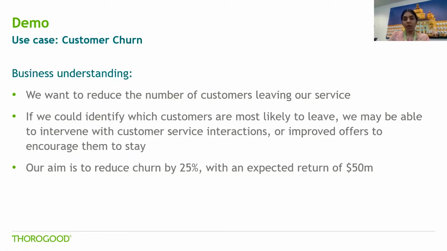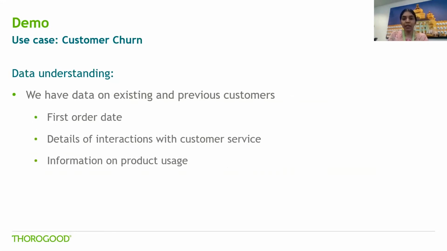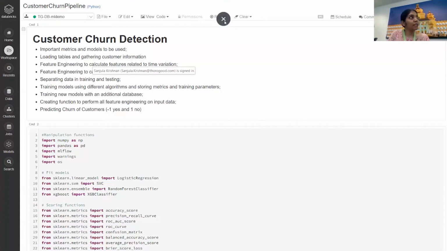Obviously, what we have got here is just an example number, but it's always good to identify the business value upfront. Data understanding: we have data on current customers, and data on customers who have left in the past, so we can look for patterns of behavior. Examples include first order date, most recent order date, any information we have recorded on the contact they have had with customer service, or how they are ordering or using the product. All of that can go into building up a pattern that allows you to predict which customers are most likely to leave.